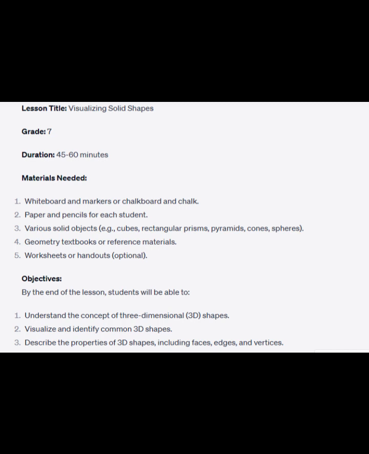Paper and pencils for each student. Various solid objects, e.g., cubes, rectangular prisms, pyramids, cones, spheres. Geometry textbooks or reference materials.